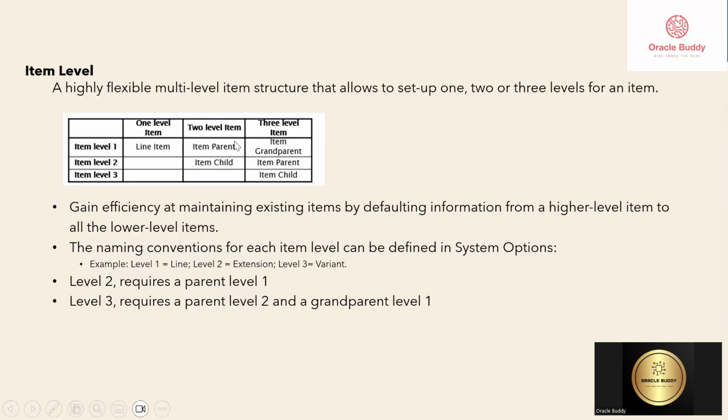More to discuss on item levels. It's a flexible multi-level item structure that allows you to set up one, two or three levels of items. Item level 1 is called a line item. Where there are two levels, they are called item parent and item child. With three levels, there are item grandparent, item parent, and item child. The naming convention is: level 1 is called line, level 2 is called extension, and level 3 is called variant. Level 2 requires a parent level 1; level 3 requires a parent level 2 and grandparent level 1.